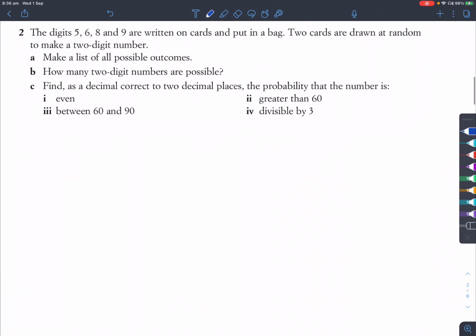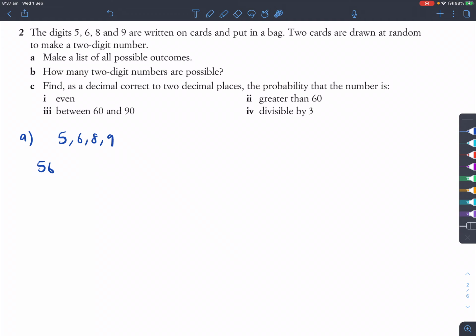In question 2, the digits 5, 6, 8, and 9 are written on cards and put in a bag. 2 cards are drawn at random to make a 2-digit number. For part A, make a list of all possible outcomes. So in this case, what we do is that if there's the numbers 5, 6, 8, and 9, pair up the first 2 first. That's the easiest way.